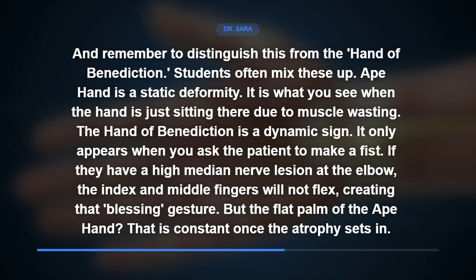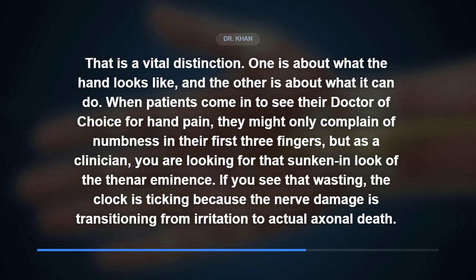Students often mix these up. Ape hand is a static deformity. It's what you see when the hand is just sitting there due to muscle wasting. The hand of benediction is a dynamic sign. It only appears when you ask the patient to make a fist. If they have a high median nerve lesion at the elbow, the index and middle fingers will not flex, creating that blessing gesture. But the flat palm of the ape hand, that's constant once the atrophy sets in. That is a vital distinction. One is about what the hand looks like, and the other is about what it can do.